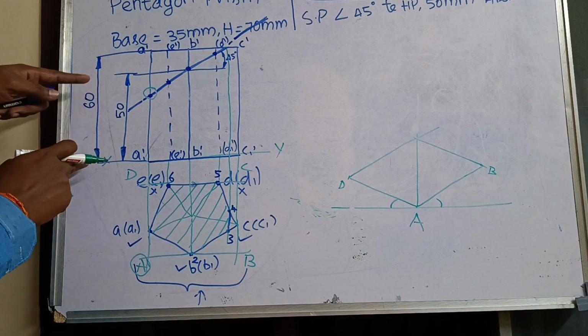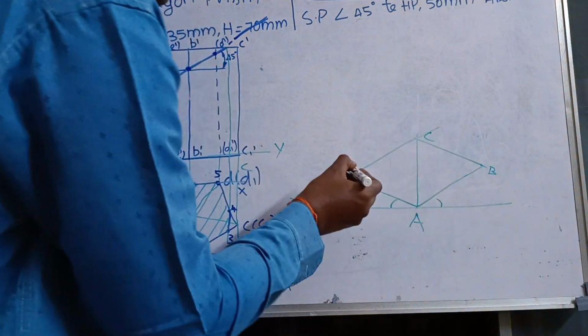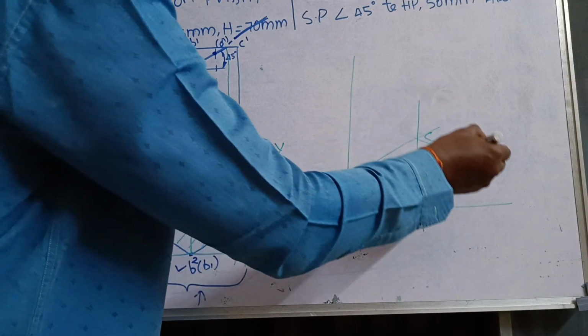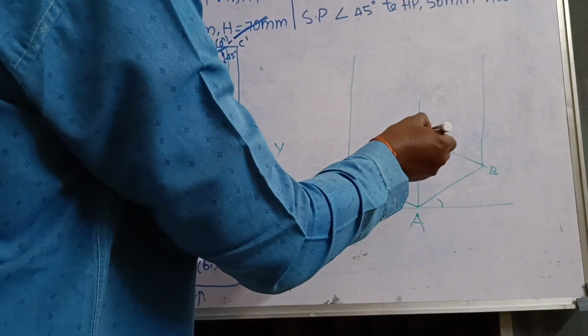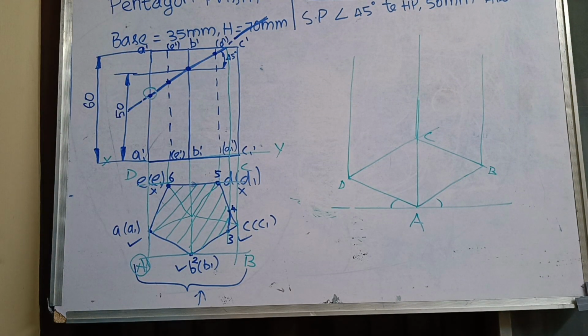Similarly, what is the height here? 60 mm of the object. So this is the C point. From the D point 60 mm, from the A point 60 mm, from the B point 60 mm, from the C point also 60 mm.